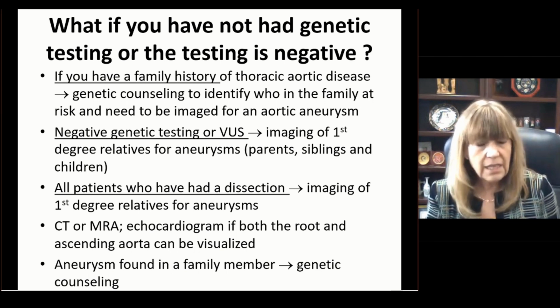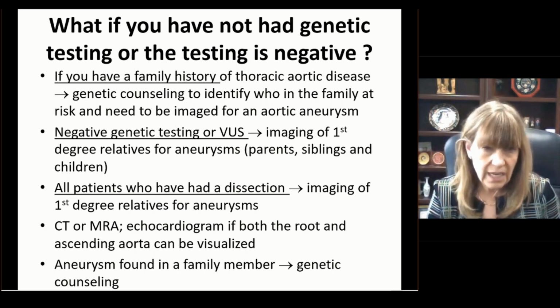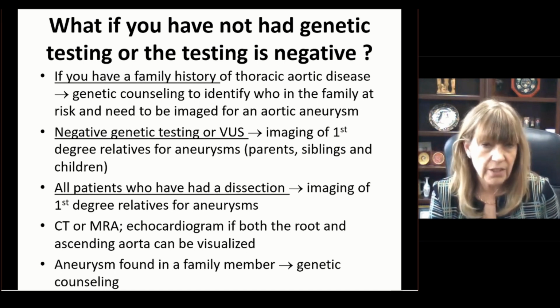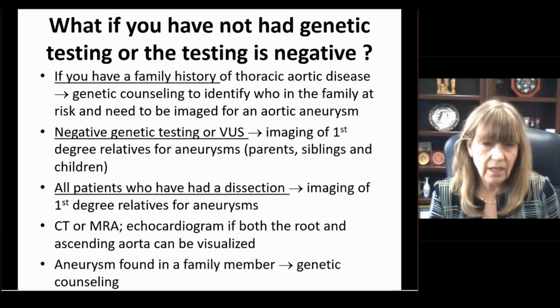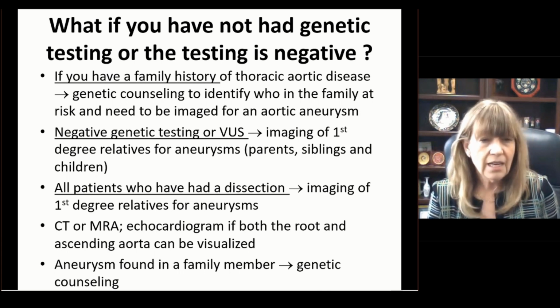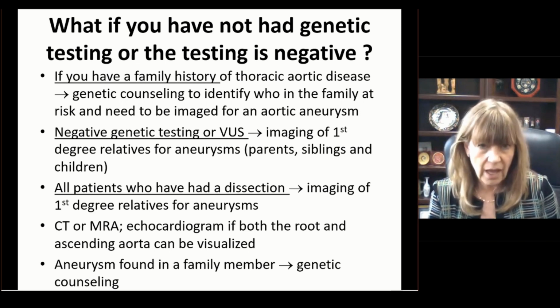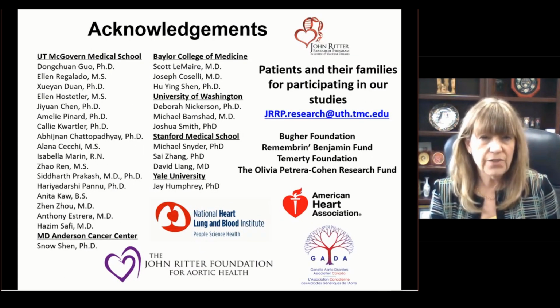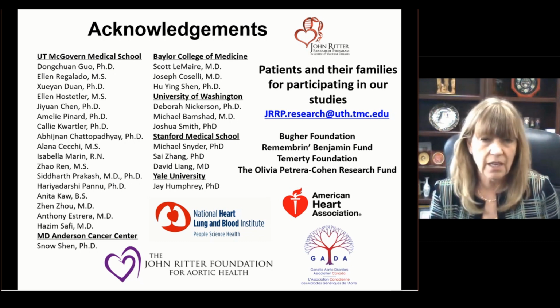So CT and MRA are fine for this imaging. Echocardiogram can be done if both the root and the ascending aorta can be fully visualized. And once again, if you have an aneurysm or dissection and an aneurysm is found in a family member, then you need genetic testing and genetic counseling if you haven't already had them. So I hope this helps you understand your risk and the risk to your family for thoracic aortic disease.